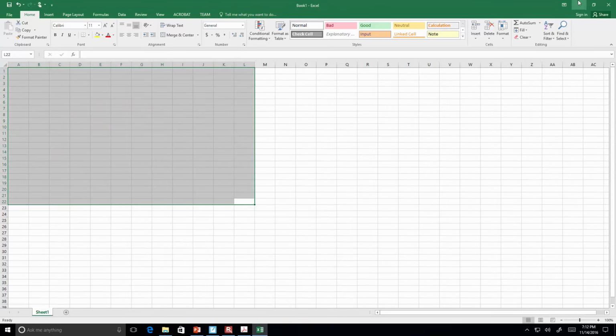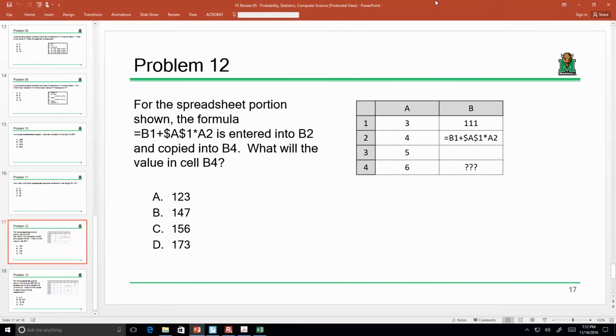All right. These are the ones I like, right here. I love problems like this. These are not hard if you follow through. And remember, what do those dollar signs mean? They lock in the cell.